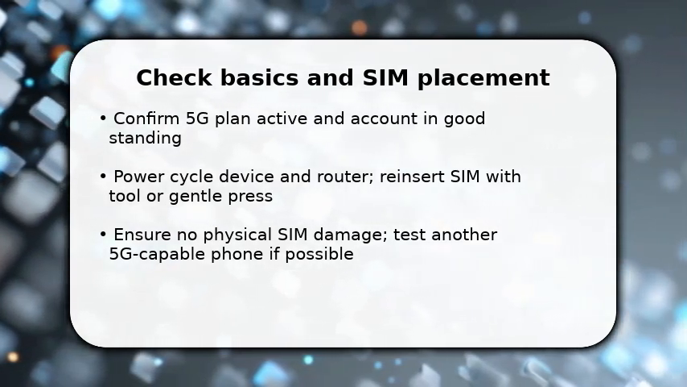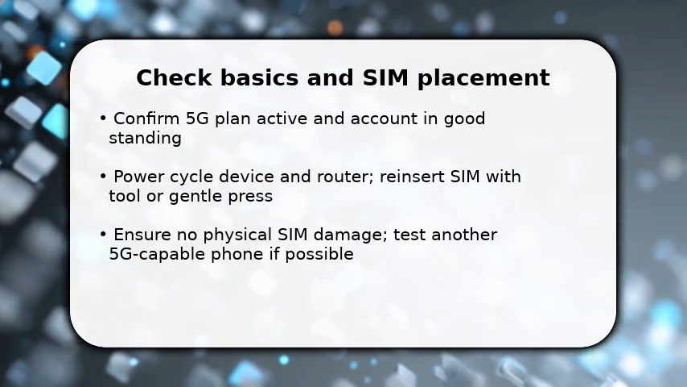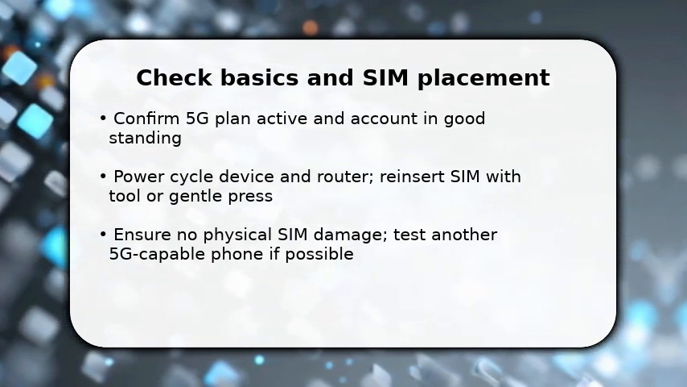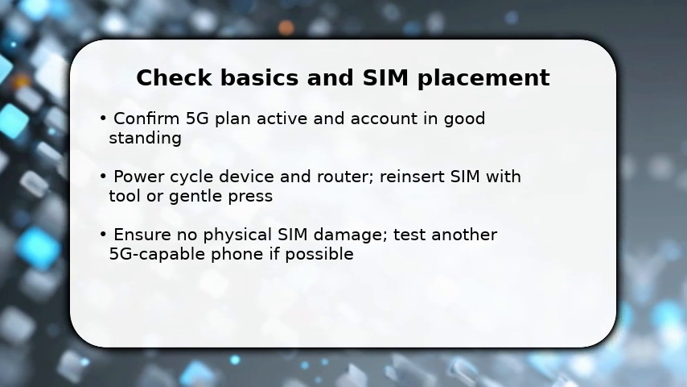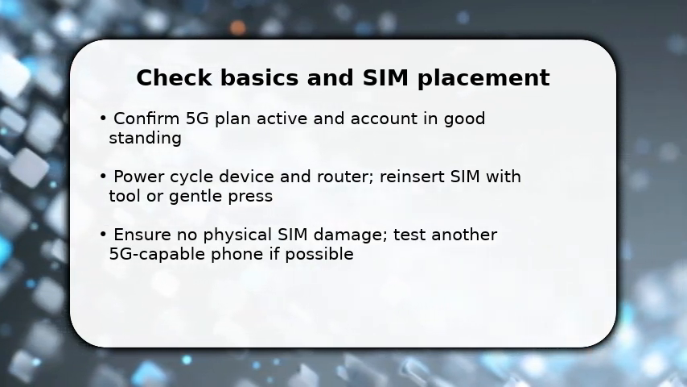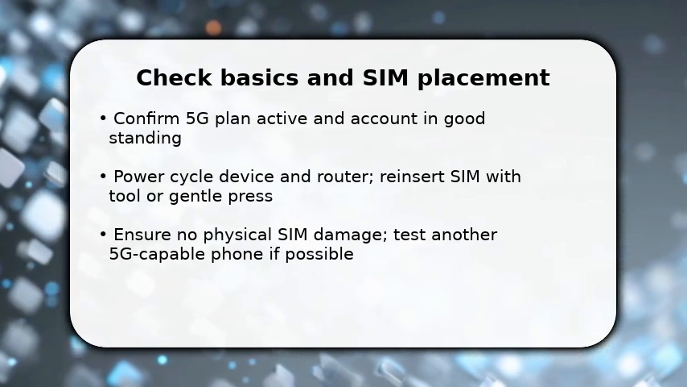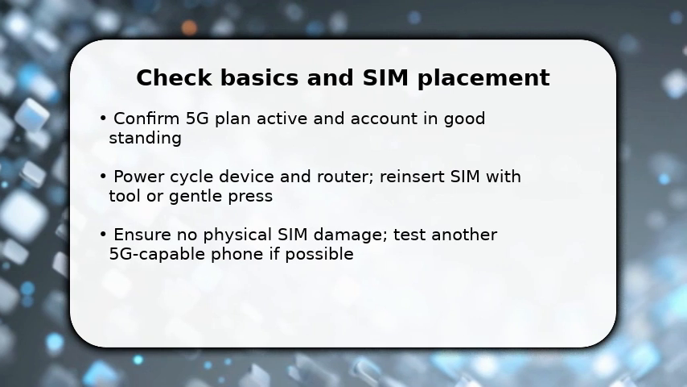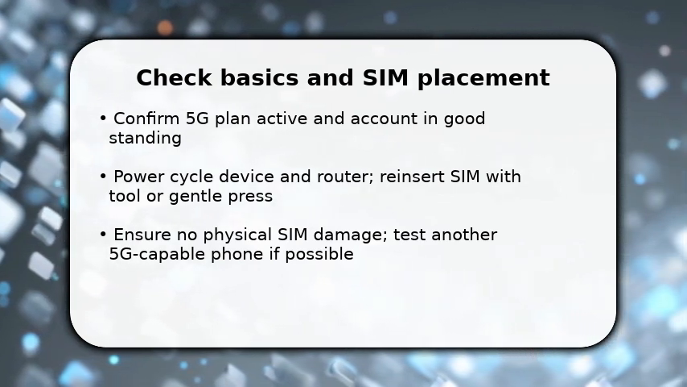You start by verifying your account and physical setup. Check that your Geo 5G plan is active and there are no billing holds. Once done, power off your phone and router, remove and reseat the SIM carefully to ensure proper contact. You do this because loose SIM seating or account blocks often cause slow or no 5G.